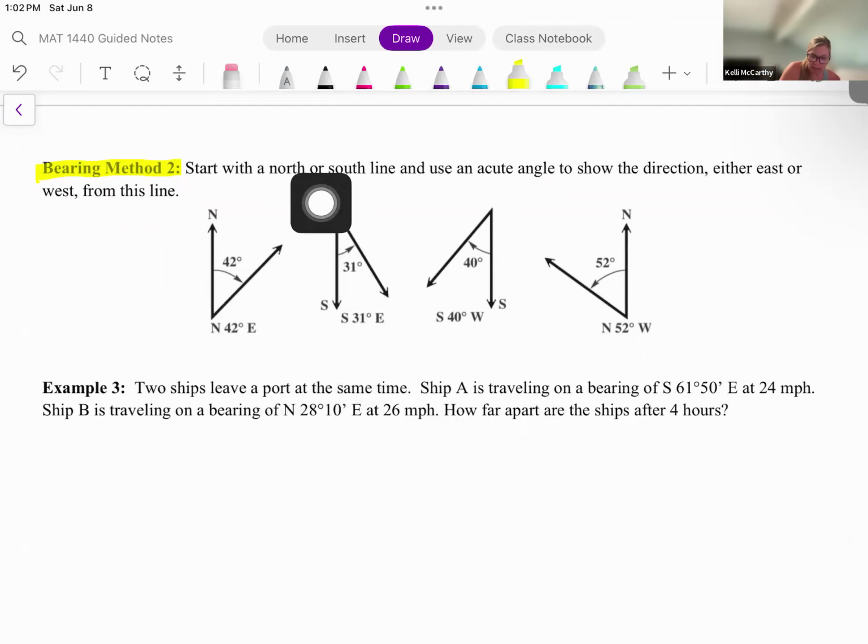South 31 degrees east, so starting with that south line and then going 31 degrees to the right again for east. South 40 degrees west, so starting with that south line and then going 40 degrees to the left, which is west. And then north 52 degrees west, again starting with that north and then going 52 degrees to the left.